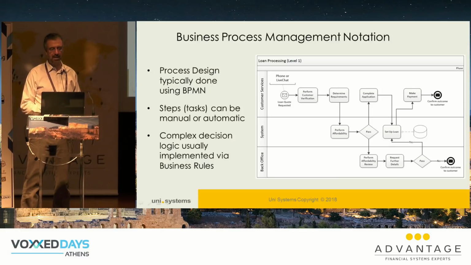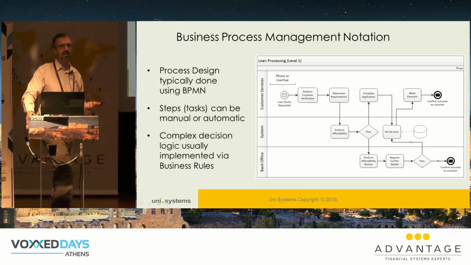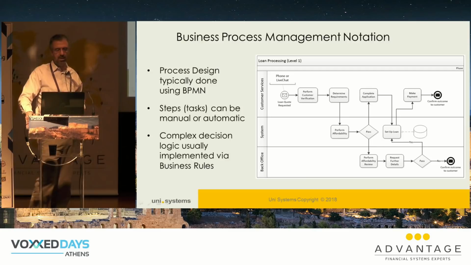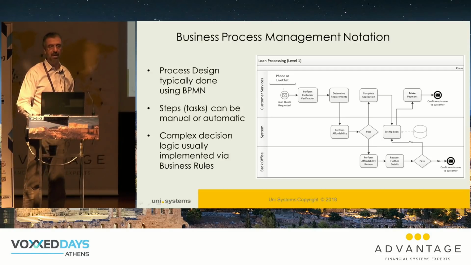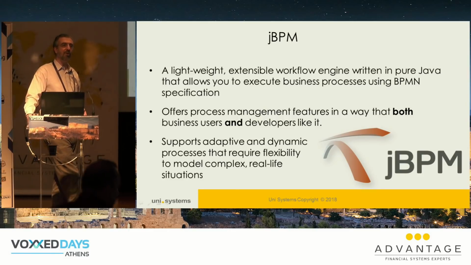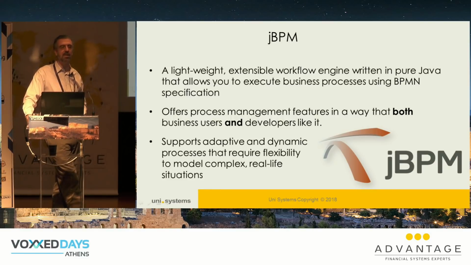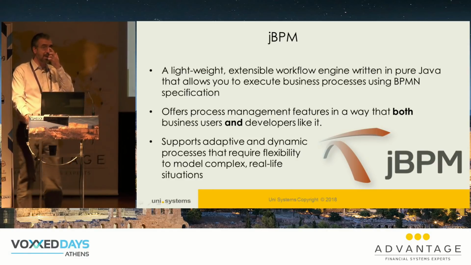So what I was saying is that you have your process design that is depicted through this business process management notation. And you have steps, and these steps can be manual or automatic. And usually your complex decision logic is implemented via business rules, what we saw before. So for BPM, what we used was JBPM, which is a lightweight workflow engine written in Java that allows you to model your process in BPMN and execute them.